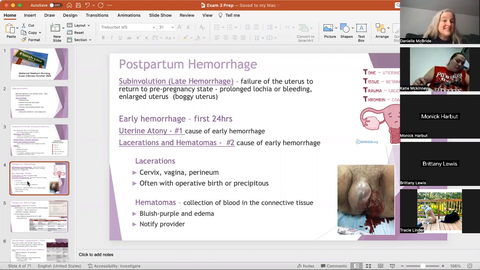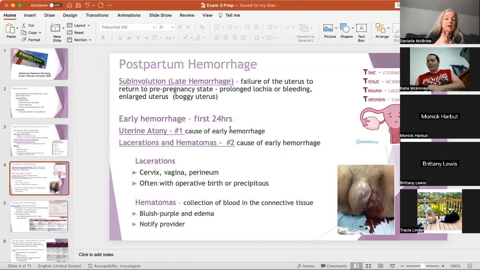And what's the name of that infection? Endometritis. Okay. So endometritis and retained placental fragments are big culprits for subinvolution. And that's where we get the boggy uterus and the irregular bleeding and all that. Early hemorrhage happens in the first 24 hours. What's the number 1 cause of an early hemorrhage? Uterine atony. Okay, if the uterus is not contracting down, it's not squeezing and tamponading those vessels that were feeding the placenta, and it can bleed a bunch.